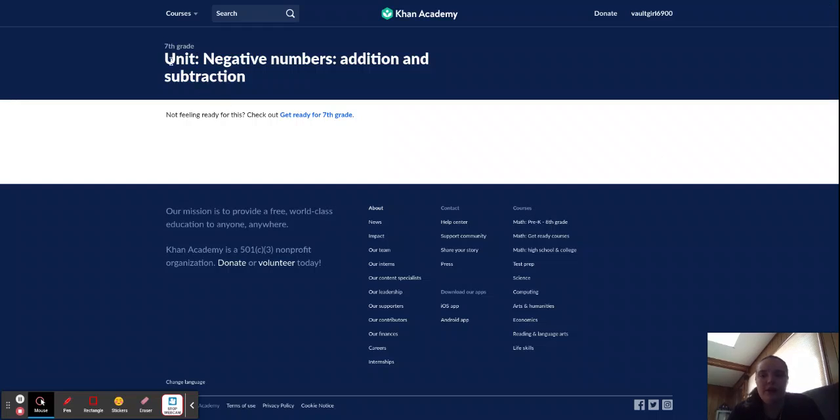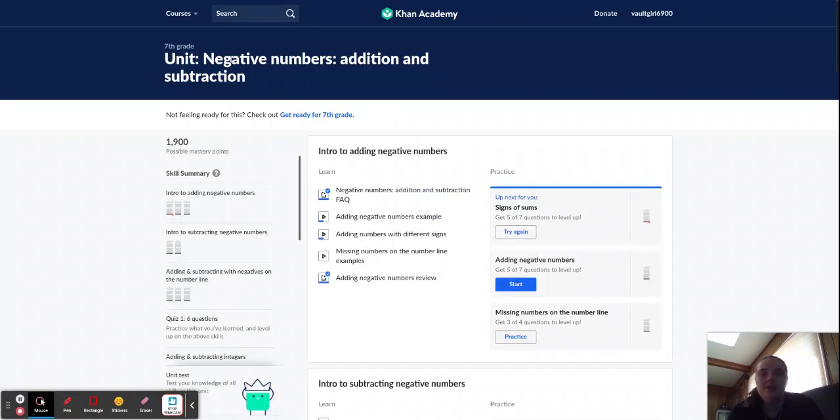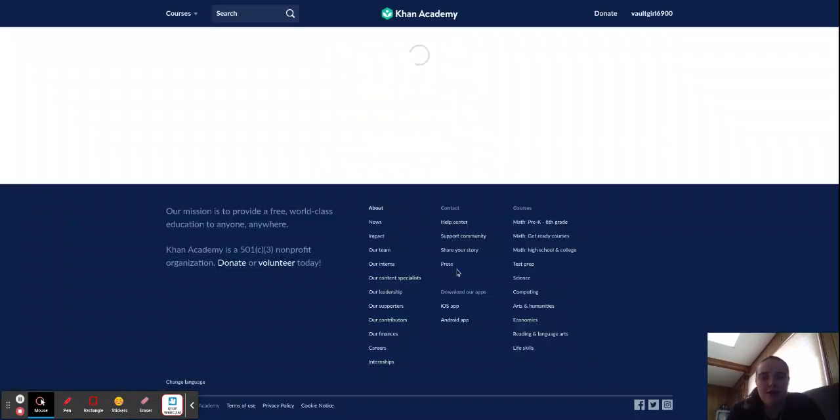Okay, so here's 7th grade mathematics. This is the unit negative numbers. Okay, so here we can find all the different resources where we can learn math, all of the explorational tools. We have some videos, and we have an FAQ, and we even have a review. So the FAQ is all the frequently asked questions.